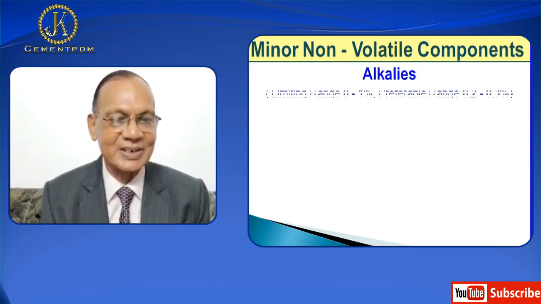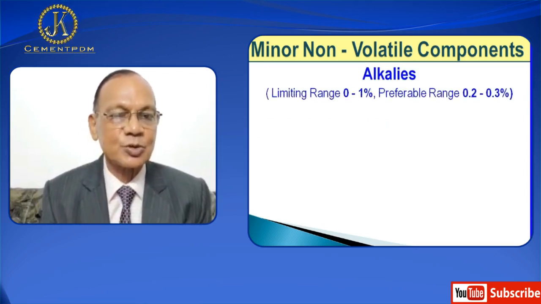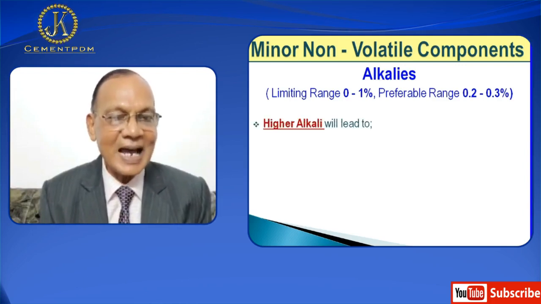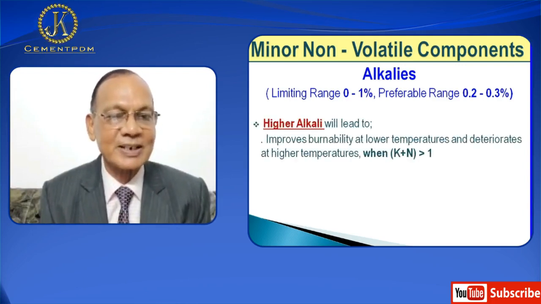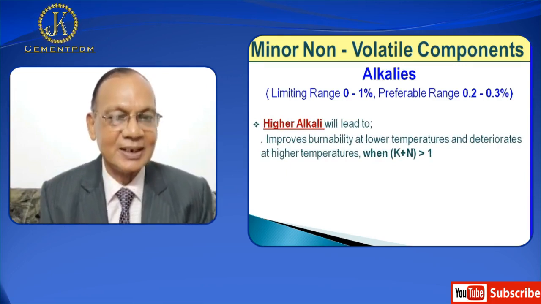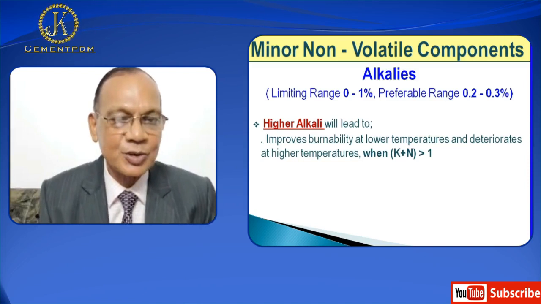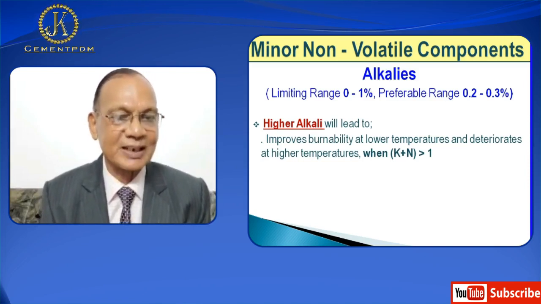Then alkalis. Limiting range is 0 to 1%. Preferable range is 0.2 to 0.3%. Higher alkali improves burnability at lower temperatures and deteriorates it at higher temperature when the sum of sodium oxide and potassium oxide is more than 1.